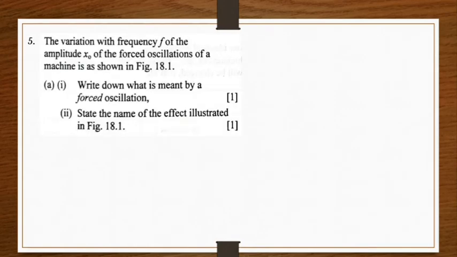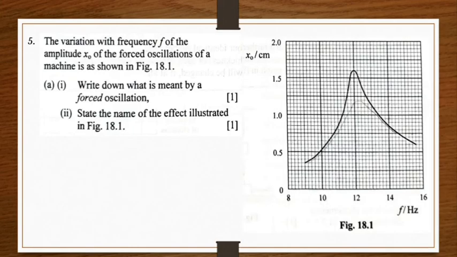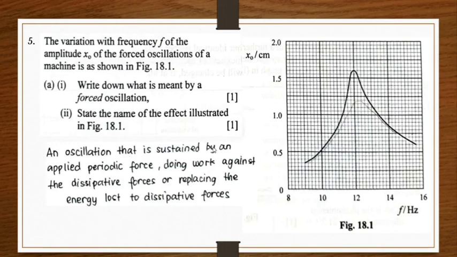Number 5, the variation with frequency f of the amplitude x0 of the forced oscillation of a machine is as shown in figure 18.1. Write down what is meant by a forced oscillation. A forced oscillation is an oscillation that is sustained by an applied periodic force, doing work against the dissipative forces or replacing the energy lost to dissipative forces.